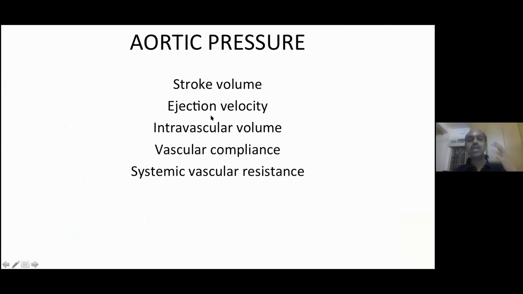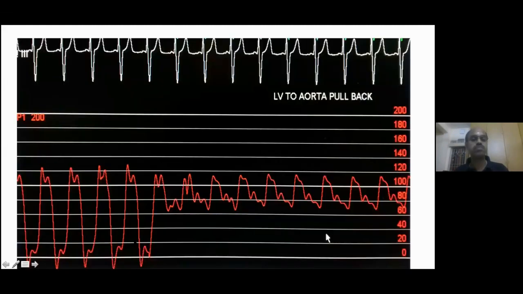Ejection velocity: the more forcible the ejection, the higher will be the LV systolic pressure, and this is the reason why in patients who are having LV dysfunction, there will be decapitation of the aortic systolic pressures. Intravascular volume is obvious. Vascular compliance is very important. In elderly patients who are having low vascular compliance due to arteriosclerosis, enormous elevation of arterial pressure will be there, and obviously systemic vascular resistance.